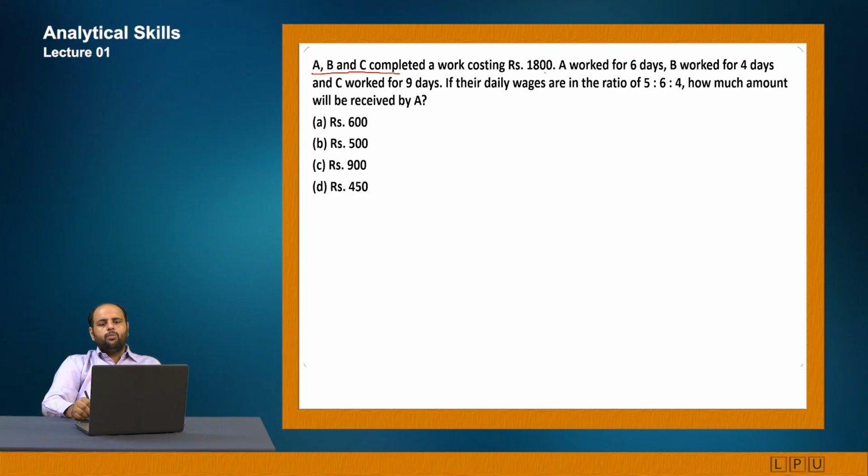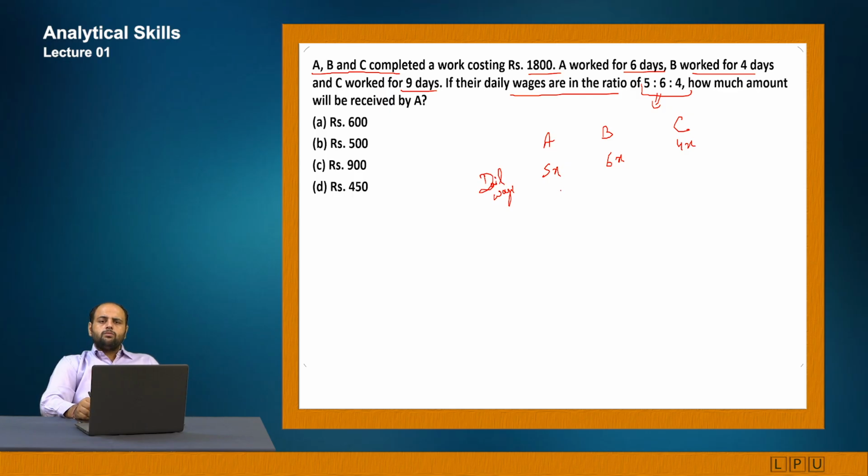A, B and C completed a work costing rupees 1800. A worked for 6 days, B worked for 4 days and C worked for 9 days. So the number of working days is given, and their daily wages are given in a ratio. So what will be the daily wage values? Just assume they are 5x, 6x and 4x for A, B and C. This is the daily wage that they are receiving.